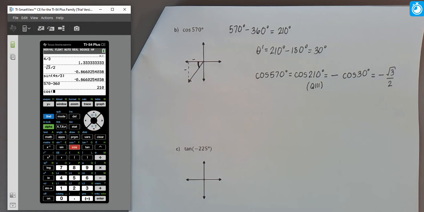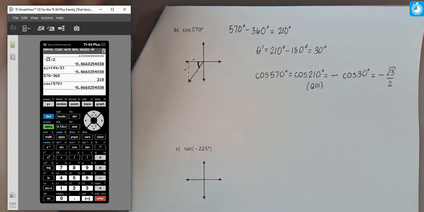So the cosine of 570 degrees is negative 0.866, so on and so forth. What we already determined was the value for negative root 3 over 2. It matches up, so that verifies that we found the correct value for cosine. Okay, let's try another one.